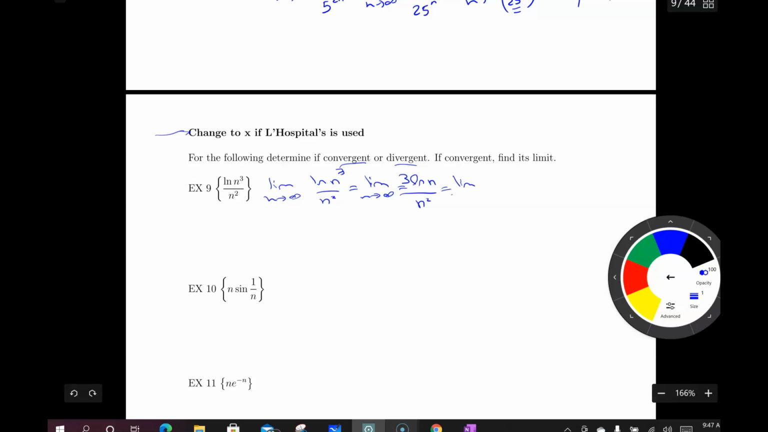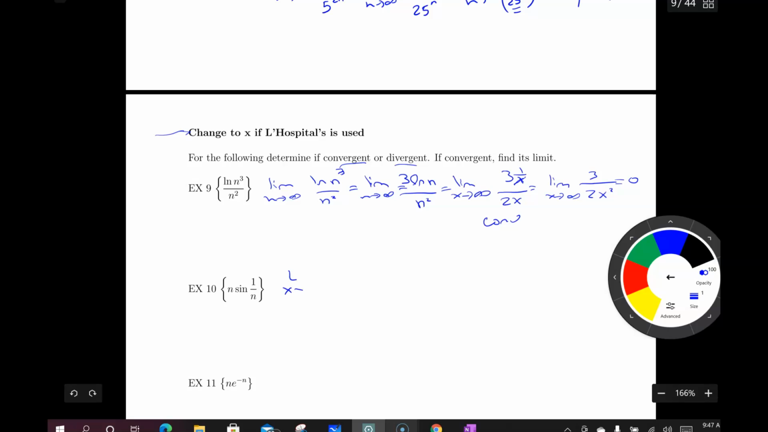All right, so now I'm going to use L'Hopital's rule, so I'm changing it to x's as I do it. Right, got to change it to x's if I'm going to use L'Hopital's because I have infinity over infinity. So then I'm going to carry the limit along. So I get 3/2x squared. Now let x go to infinity. That gives me 0. Converges.